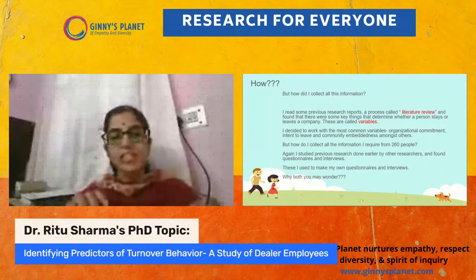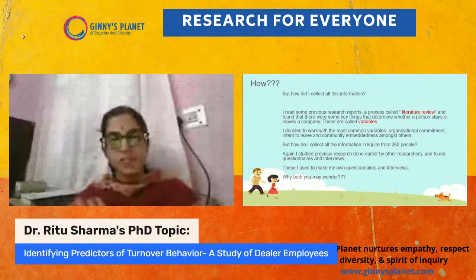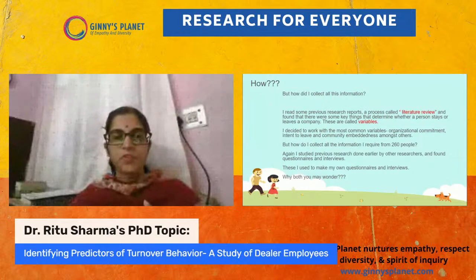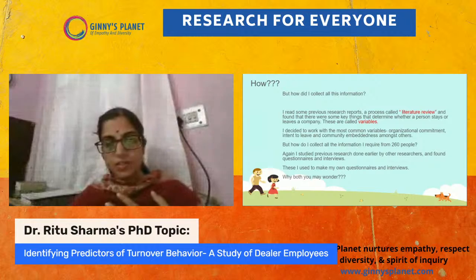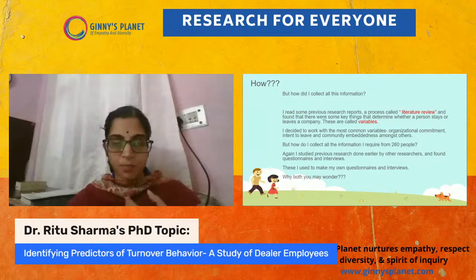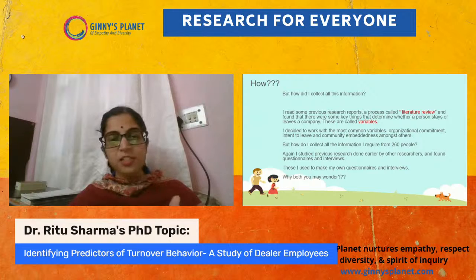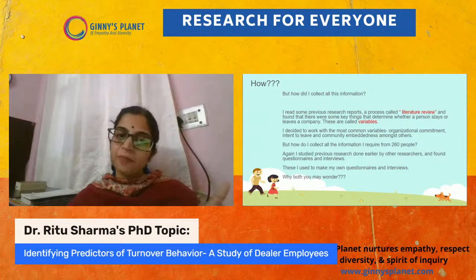Some of the key variables of my research were organizational commitment, which is how committed a person is to the company. Intent to leave, like do I intend to leave very soon or do I not intend? And community embeddedness, how strongly related am I with my society, with my community? These were some of the variables. How did I know these? I knew these after I read previous research reports.